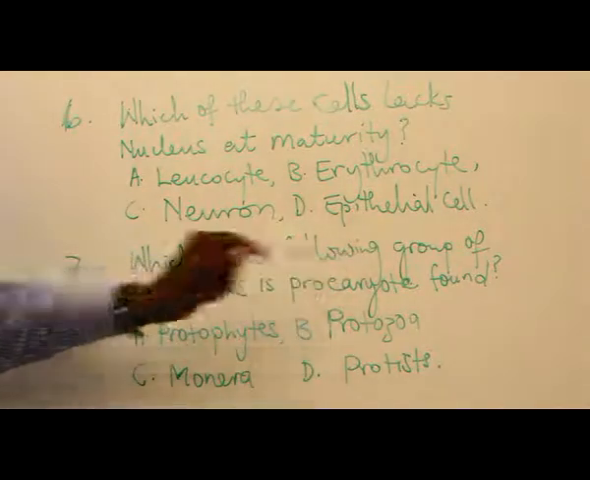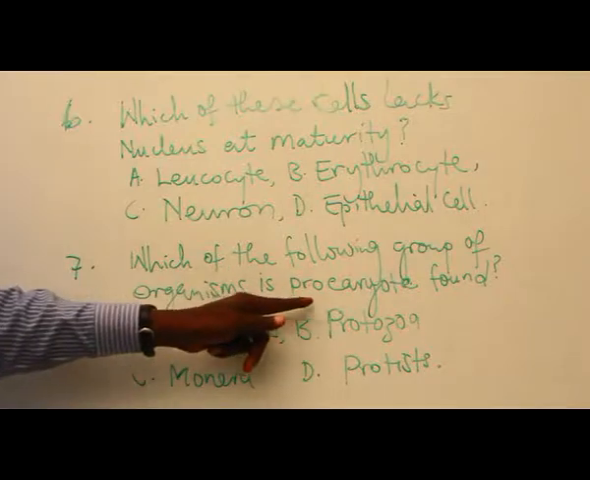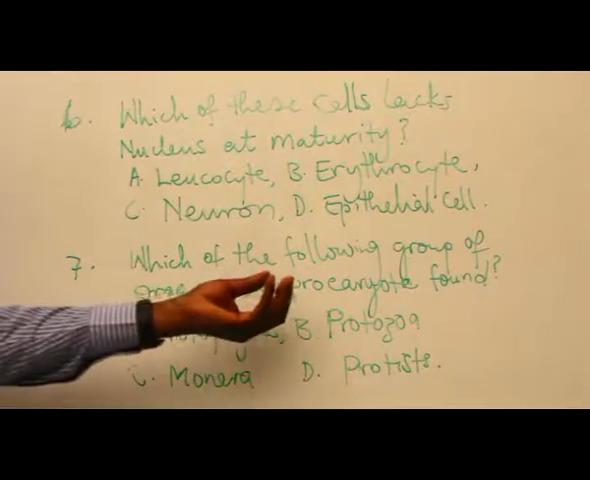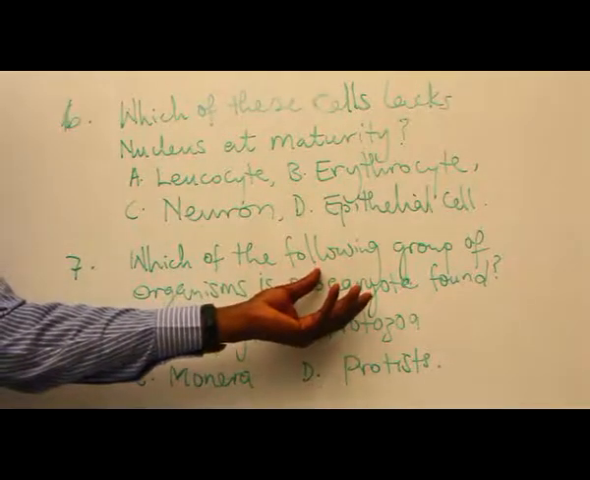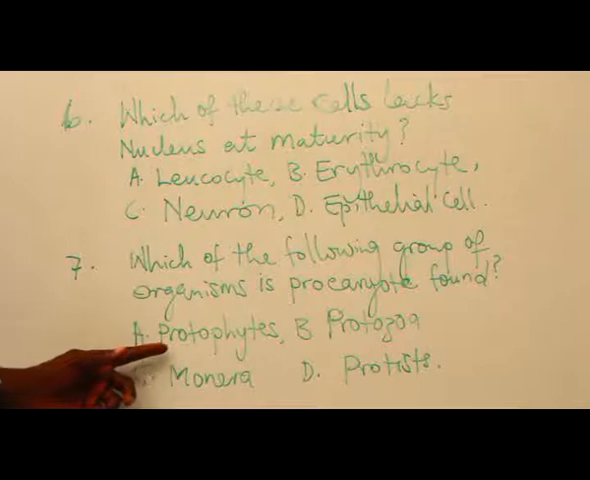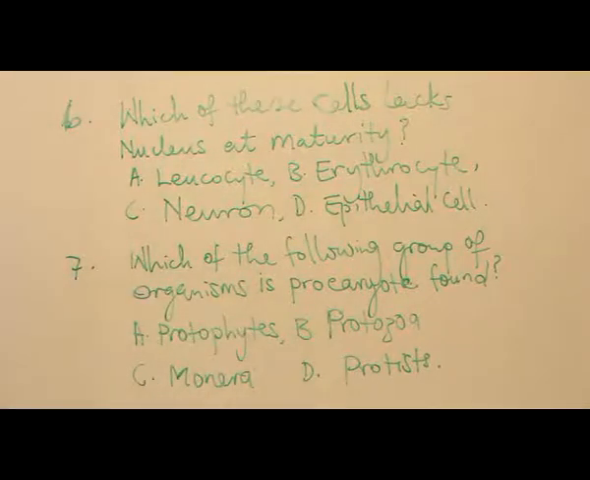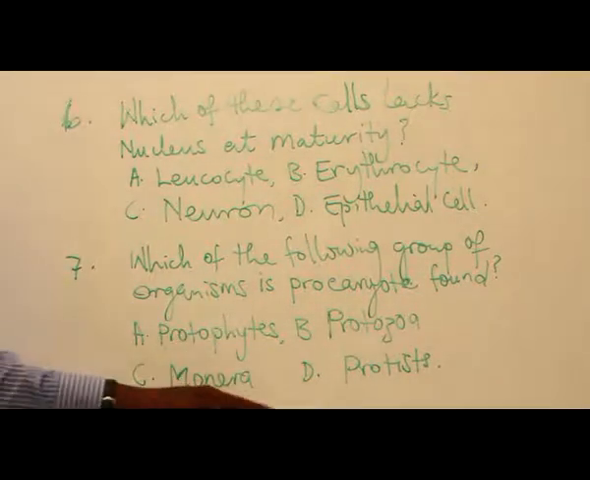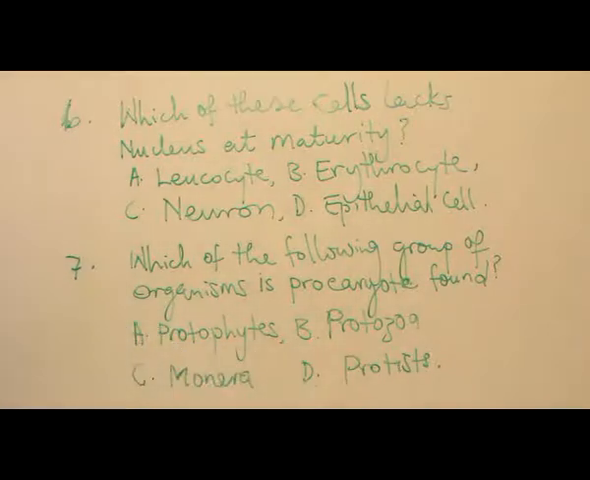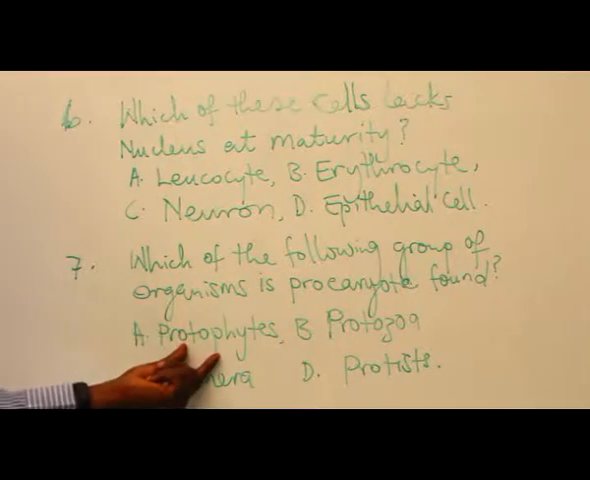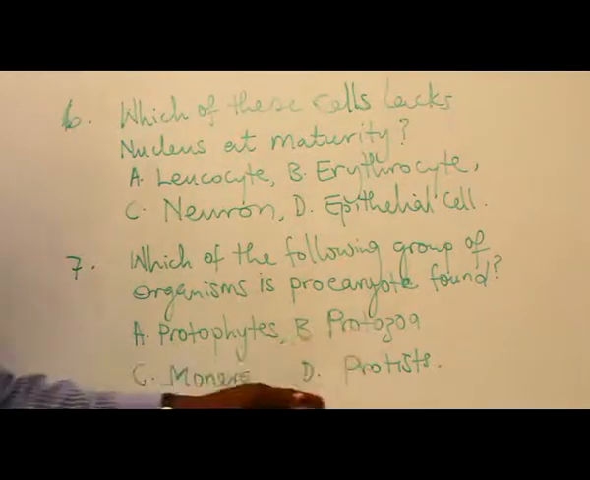Which of the following groups of organisms is prokaryotes found? Prokaryotes are organisms with cells that have no nucleus. Now, we have A, the protophytes. B, protozoa. C, monera. D, protists. Now, this is a giveaway question. A child that knows that protists are the protophytes and protozoa, we know that these three are together.